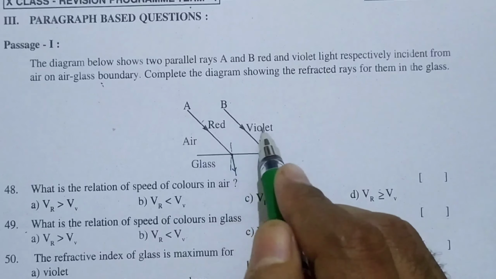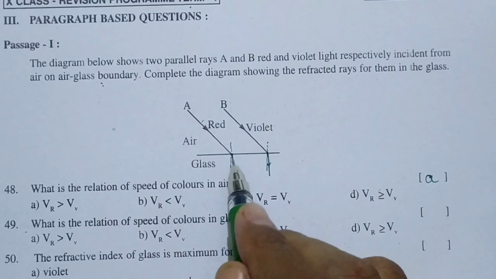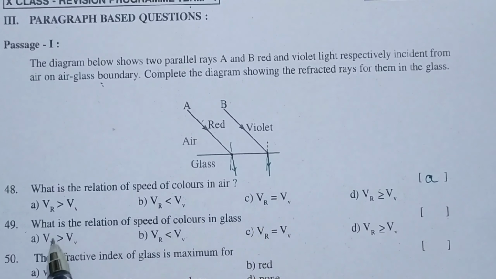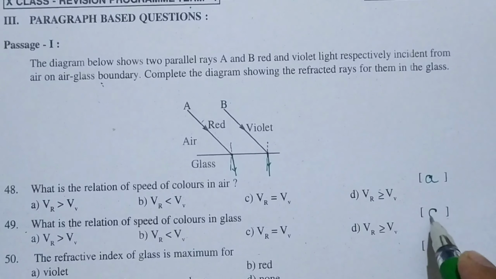Now we see question number 49. What is the relation of the speed of colors in glass? Here, as they have different speeds, red has more speed than violet. In glass also, both the speeds will be reduced, but in this case also, whatever speed red has is more than the violet. So here option A is the right answer for question 49.